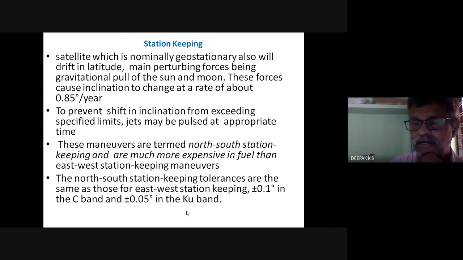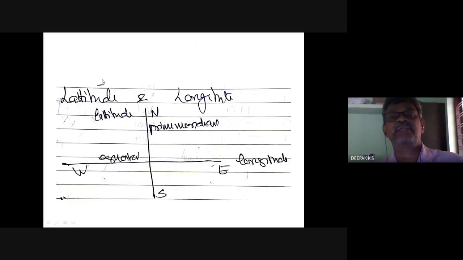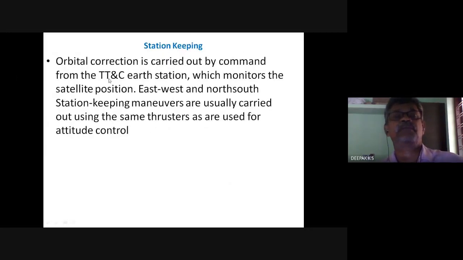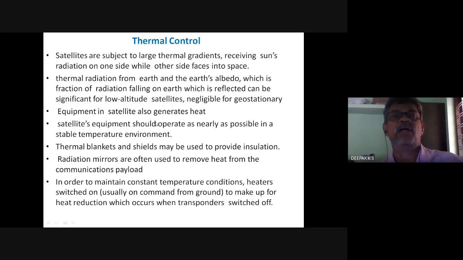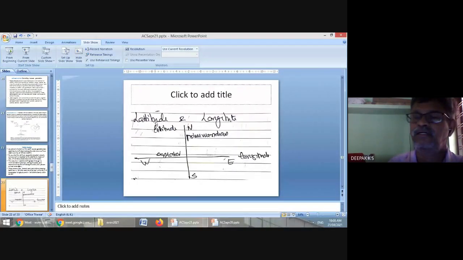And attitude control is the orientation of the satellite, and we are also seeing the power system. The orbital correction is carried out by command from TT&C, telemetry, tracking and command, an earth station which monitors the satellite position. East-west and north-south station keeping maneuvers are usually carried out using the same thrusters that are used for attitude control. The other portion we'll look at in the next class.